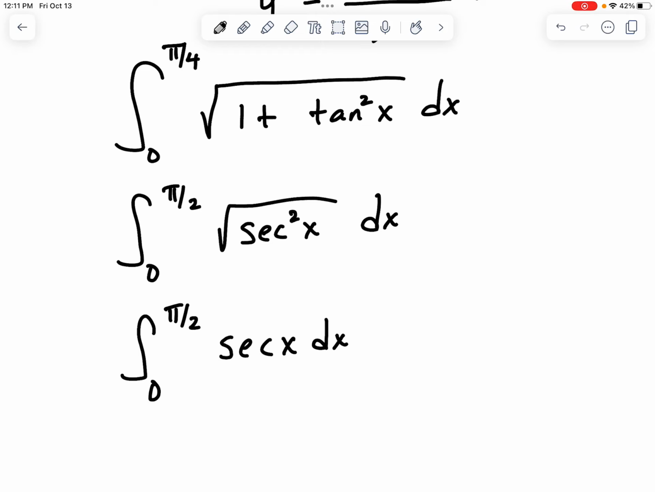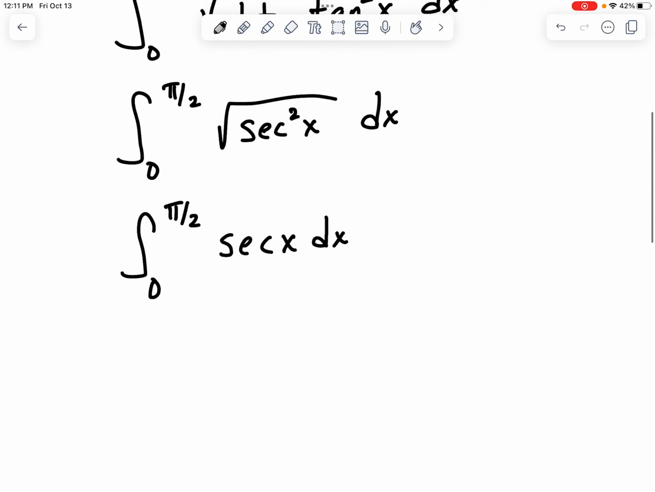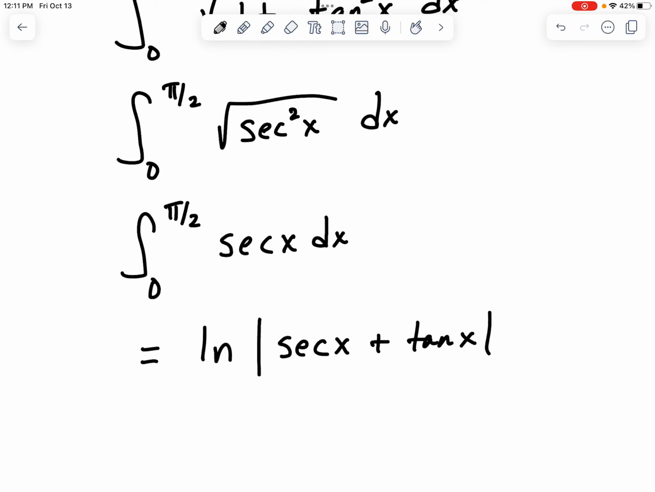And then this you could do by integration by parts, but once you do it once with integration by parts, hopefully you just remember the integral of secant is the natural log of secant of x plus tangent of x. And then evaluate that from 0 to pi over 2.